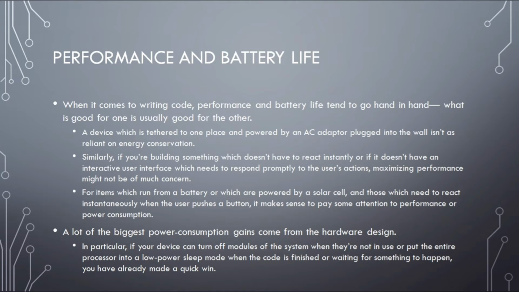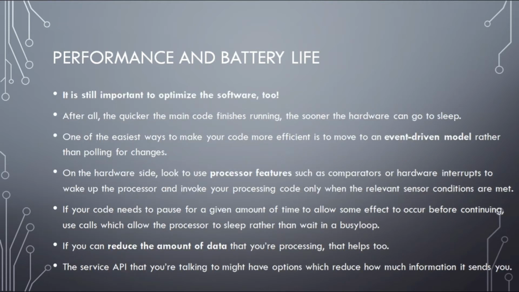So, for items which run from a battery or which are powered by a solar cell, and those which need to react instantaneously when the user pushes a button, it makes sense to pay some attention to performance as well as power consumption. Premature optimization is the root of all evil, and that's why we need to know some of the techniques which can be applied to optimize the performance.